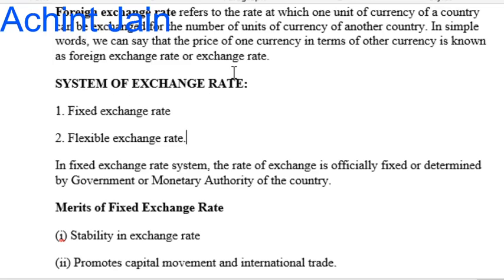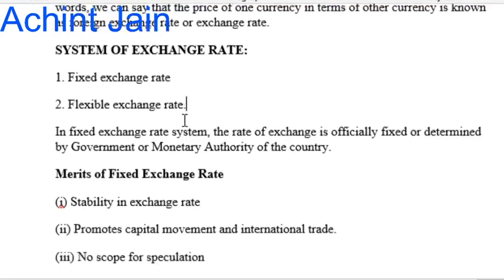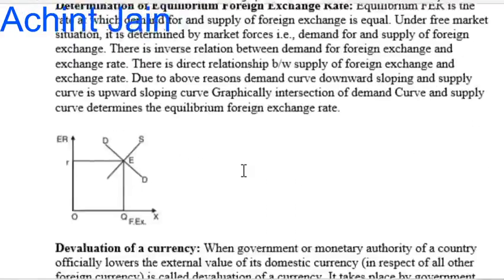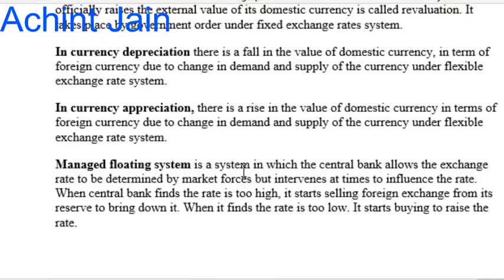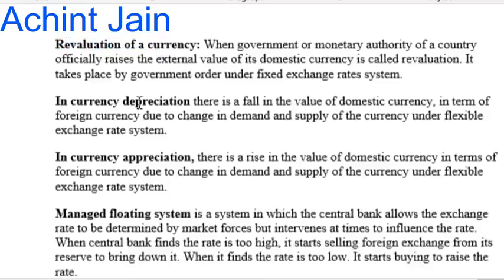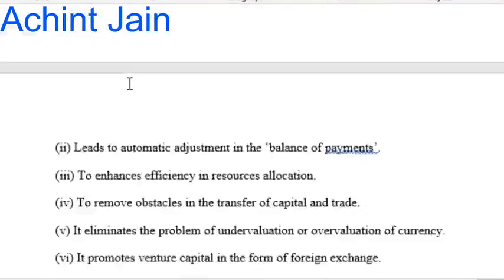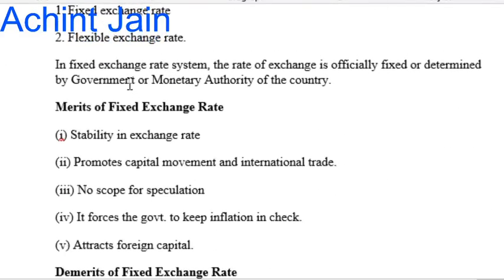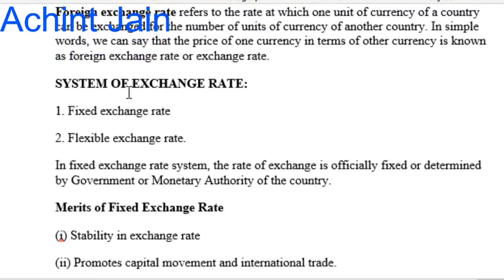There are various types of exchange rate system. Here we are discussing three: fixed exchange rate, flexible exchange rate, and one more, that is managed floating. First we will go with the fixed exchange rate system. Fixed exchange rate systems are those exchange rate systems which are determined by the central bank of a country, and the changes can be made by the central bank only.